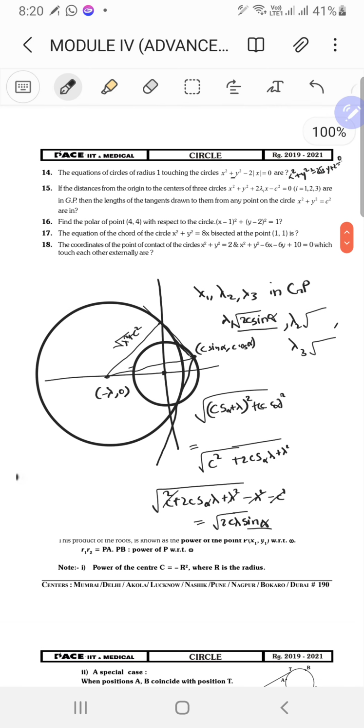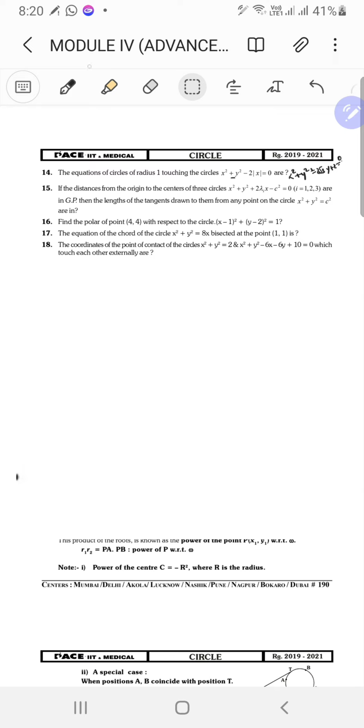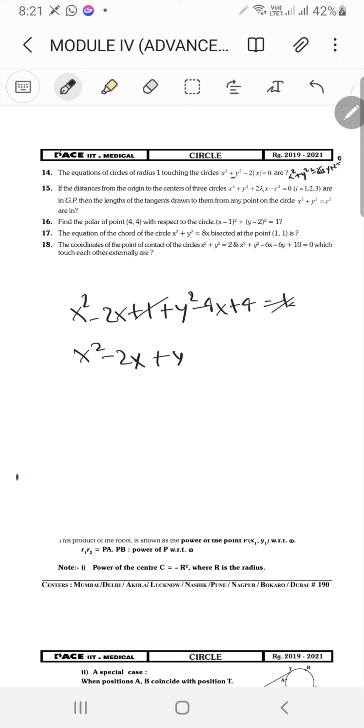16th, find the polar of point (4, 4) with respect to the circle (x minus 1) squared plus (y minus 2) squared equal to 1. Polar of point (4, 4) with respect to this circle. Yeah, that should not be a big deal. So really it's just x squared minus 2x plus 1 plus y squared minus 4y plus 4 equal to 1. So this cancels. You get x squared minus 2x plus y squared minus 4y plus 4 equal to 0.